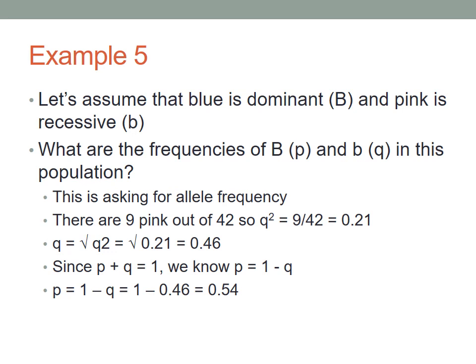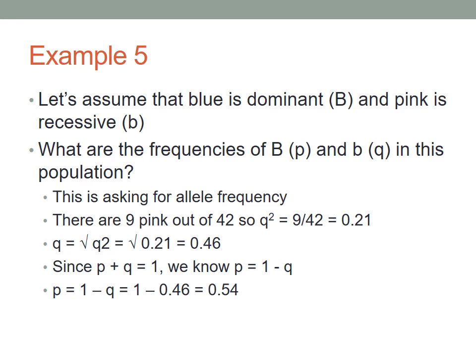So this is an allele frequency question because we're asking about the frequency of a single letter, the alleles, that P plus Q equals 1. This is the same type of math we did in examples 1 and 4. We know there's 9 pink rabbits out of a total of 42 rabbits. So Q squared equals 9 divided by 42, or Q squared equals 0.21. And to calculate Q, we take the square root of Q squared. So Q equals the square root of 0.21, which means Q equals 0.46.